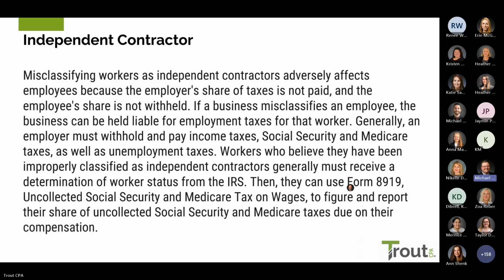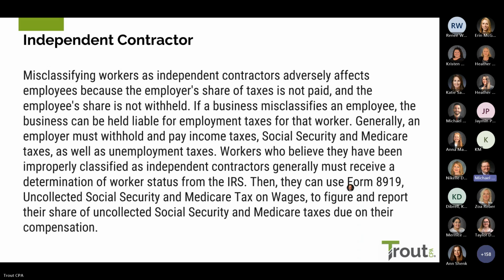This is an automatic red flag to the IRS that a taxpayer feels they aren't being properly classified, and to potentially open up a worker misclassification audit on the business they work for. Since this is a form that's filed at the individual level, by the time a business finds out it's been filed, it's already too late.